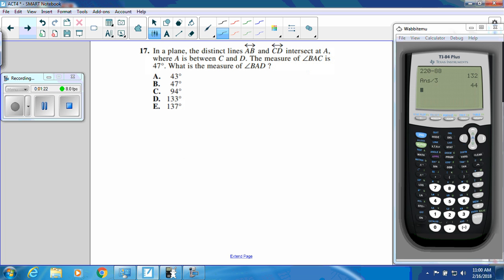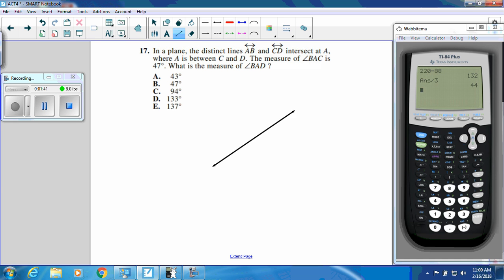In a plane, the distinct lines AB and CD intersect at A, where A is between C and D. The measure of angle BAC is 47 degrees. What is the measure of angle BAD? All right, so anytime you come across a geometry problem that doesn't include a figure, you want to draw the figure out for yourself.